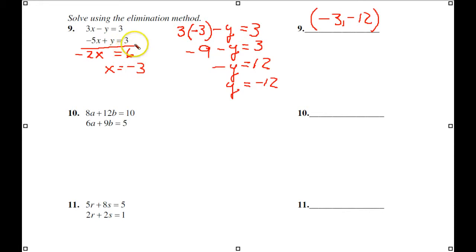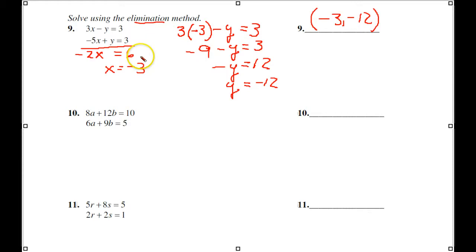We'll focus on these one at a time. We're now going to use the elimination method. Notice they're sort of in standard form when you write them right underneath. Notice if you add these two up, they cancel out. So adding these up, I get a negative 2x equals 6.